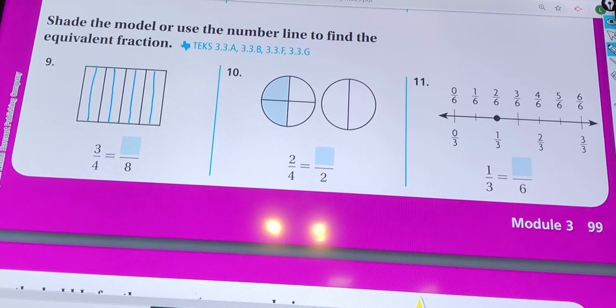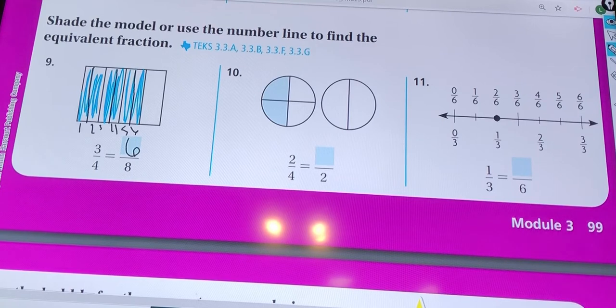make it into eighths. Actually, first, hold on, sorry guys, start over. First I'm going to shade 3/4. 1, 2, 3. Then I'm going to make eighths. And then I'm going to count them. How many eighths is the same as 3/4? So I have 1, 2, 3, 4, 5, 6. So 3/4 is equivalent to 6/8.